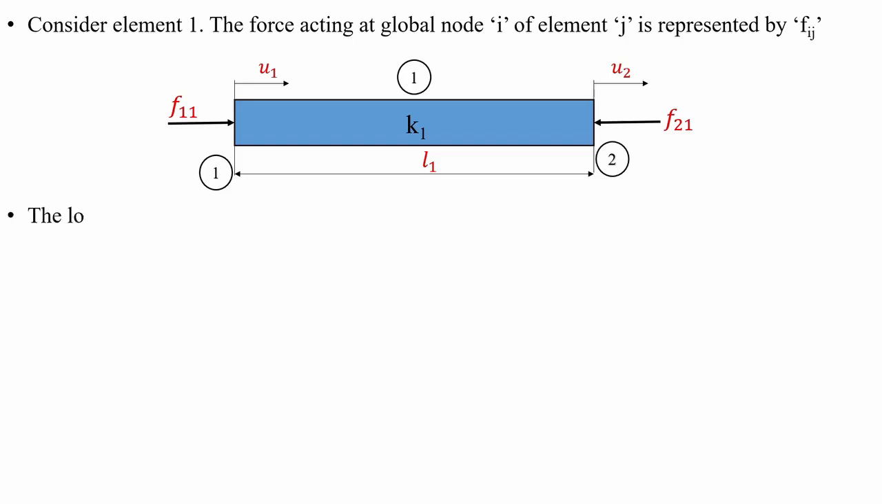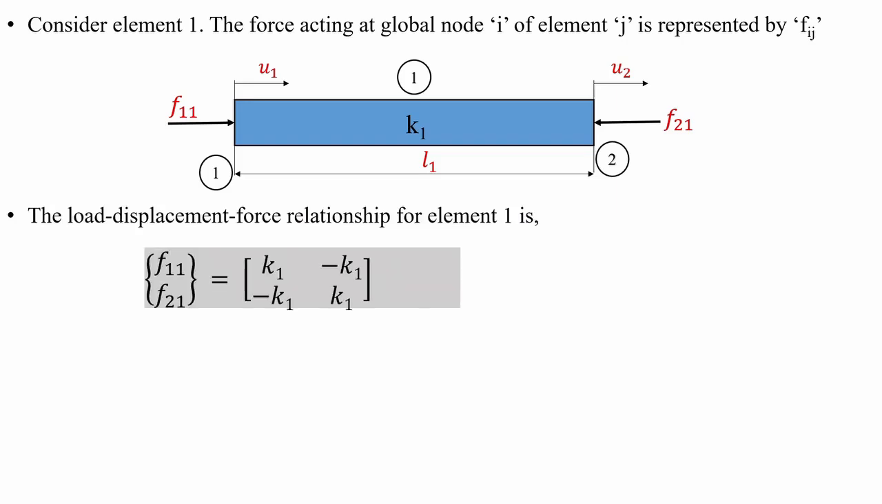Now the load and displacement force relationship, or global relationship, for element 1 can be written as F11 F21 equal to K1 minus K1 minus K1 K1 into U1 U2. Let us mark the node numbers for each column and row. Please remember this concept is very important. When we write this global relationship, we must mark the global node numbers at the top of each column as well as each row. Please remember each column belongs to each node.